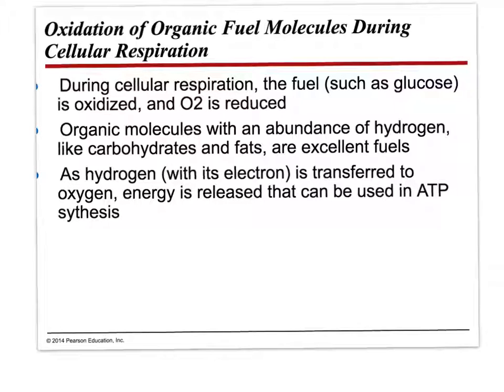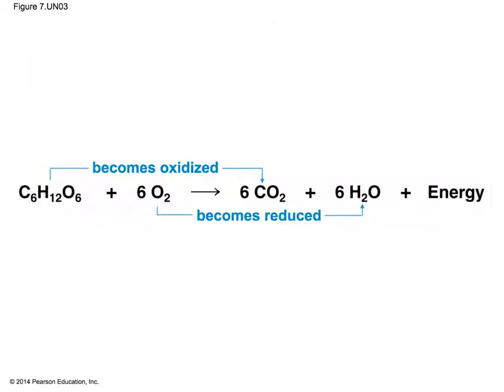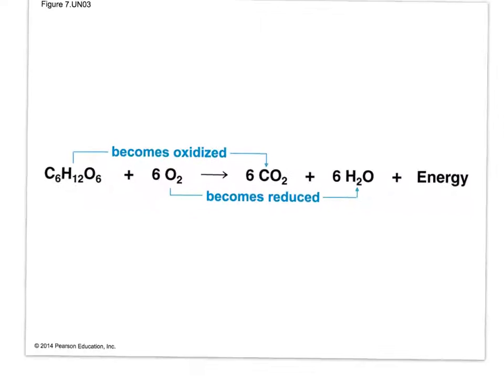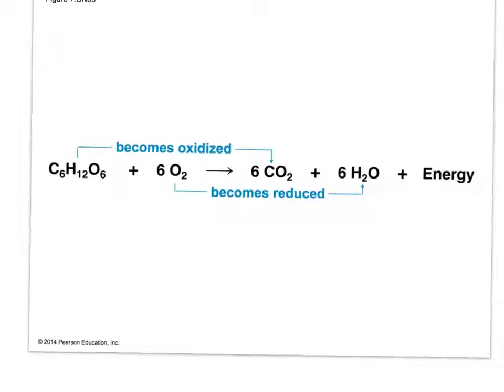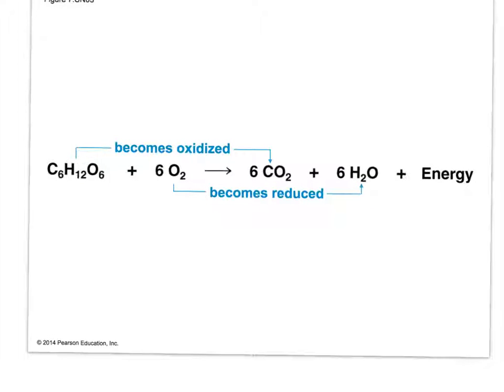So hydrogen, with its electron, is transferred to oxygen eventually. So if we follow the hydrogens, you figure out where the electrons are going. Okay? There's your overall process: C6H12O6 plus 6 O2 yields 6 CO2 plus 6 H2O and energy. Roughly 30 to 34 ATP total from one molecule of glucose.